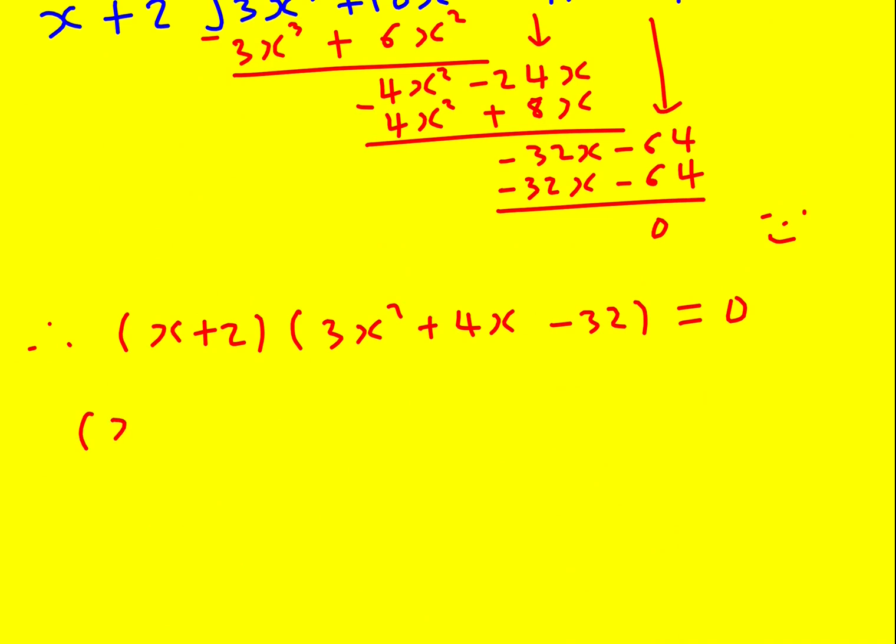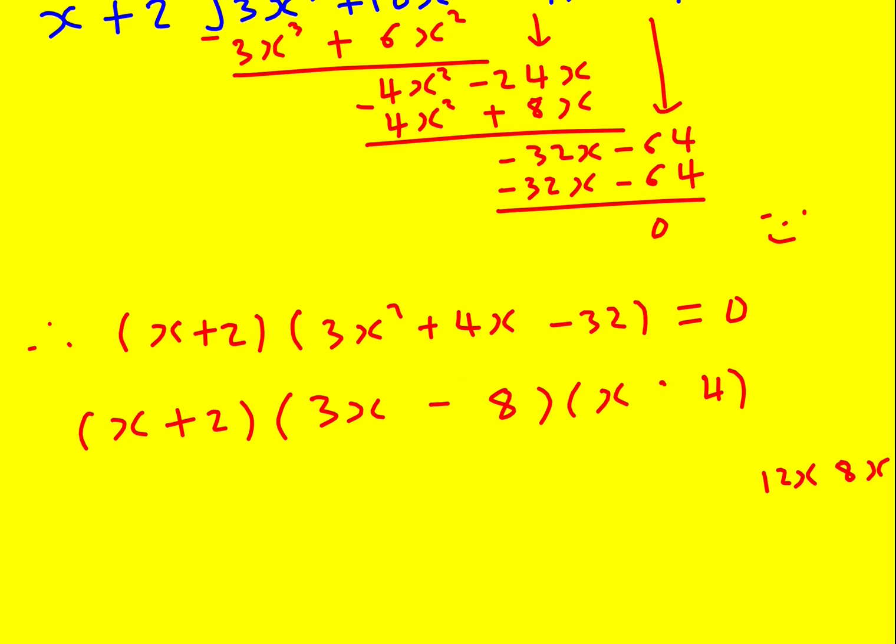Now I can try and factorize. So there's no restriction on x other than it must be okay in the original equation. Well, if I factorize the quadratic, it's got to be 3x and x. And then if I put 8 here and 4 here, I'll get 12x and 8x. So I just need to make this one negative and this one positive. x equals minus 4, minus 2, or 8 over 3. This is the one that I had between 2 and 3 that I spotted before.